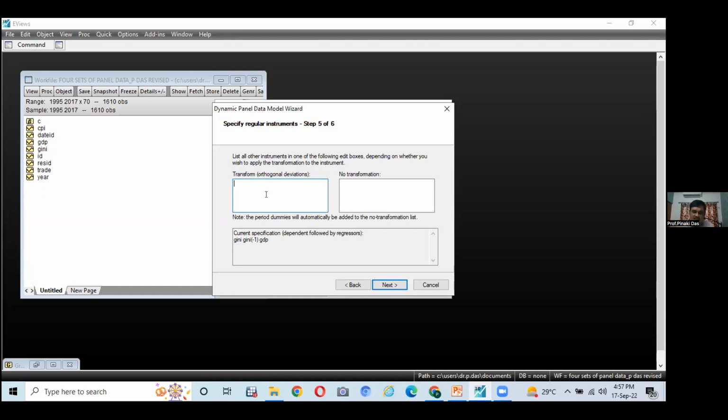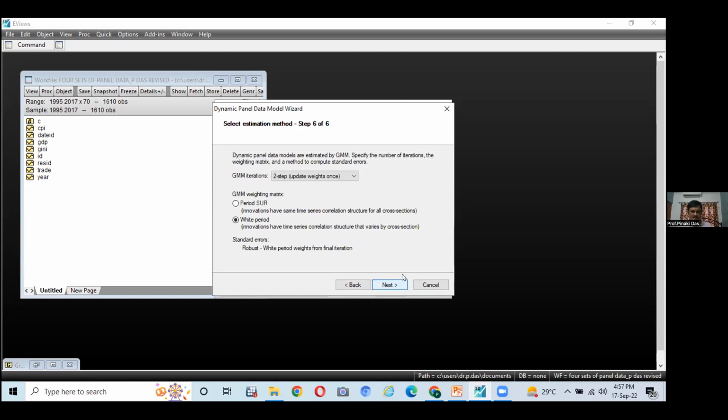And the second list is the no transformation edit box. Here we enter all the variables, that is GDP and Gini -1, all the instrumental variables. Gini -1, that is lagged one period, as well as GDP. All the independent variables: Gini, one period lag, and GDP.